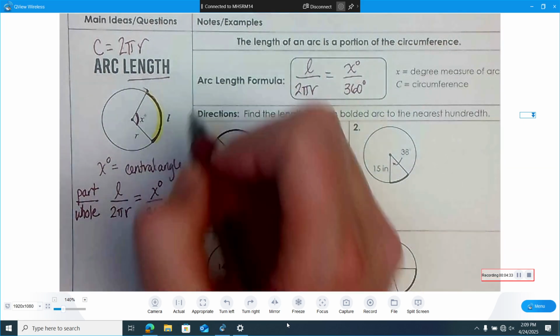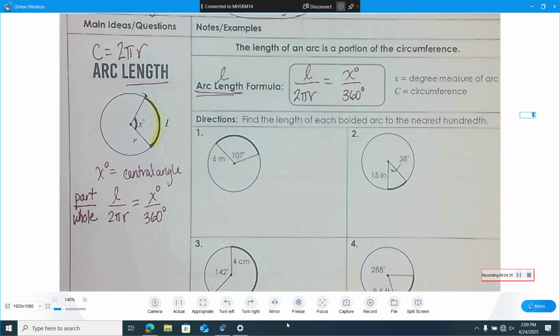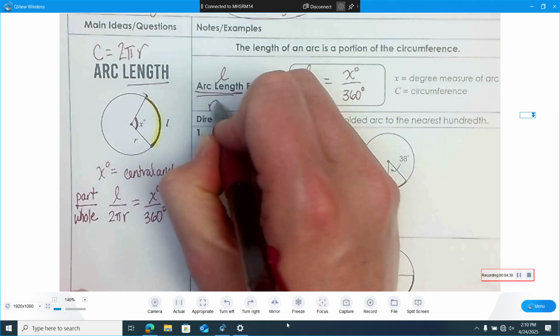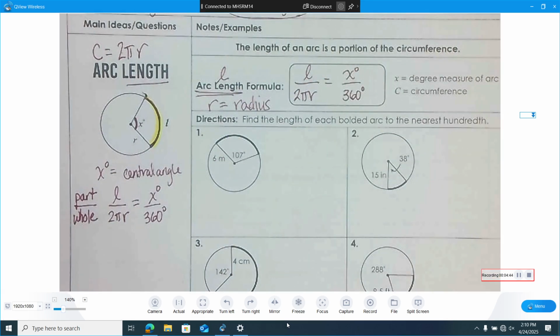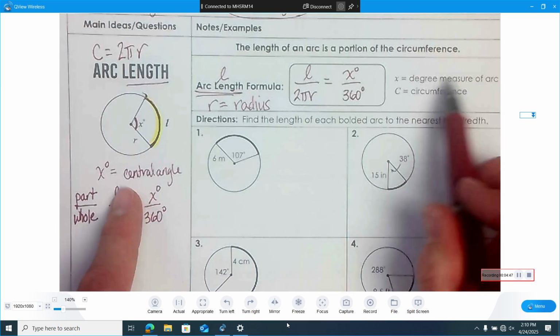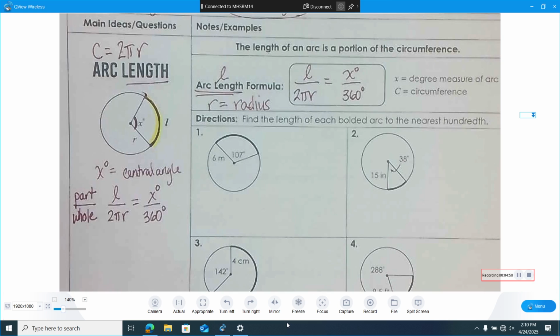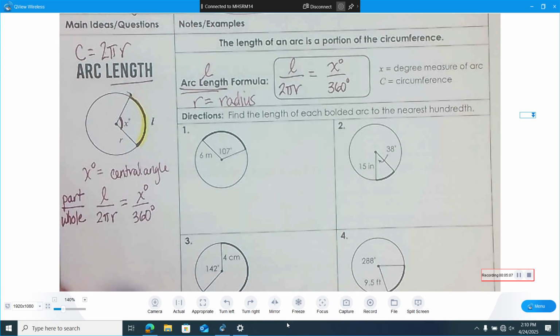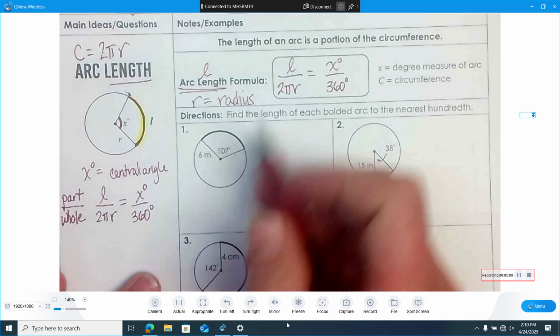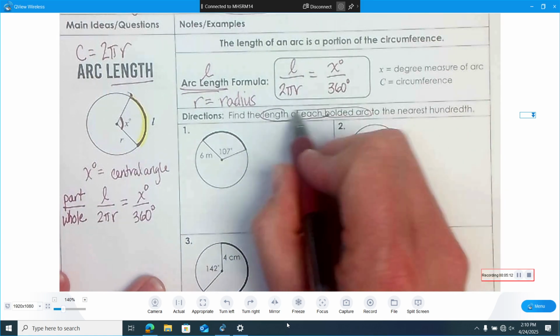L is the arc length. The arc length is L. R represents what? R is radius. The length of the radius, okay? X is the central angle, and then, of course, 360 degrees. Now, today in notes, I'm showing you how to do it mathematically, right? So I'm going to show you all the work, but it's way easier to do on your calculator, okay? So write down all the steps for notes, but doing the Delta Math turns out to be super easy.